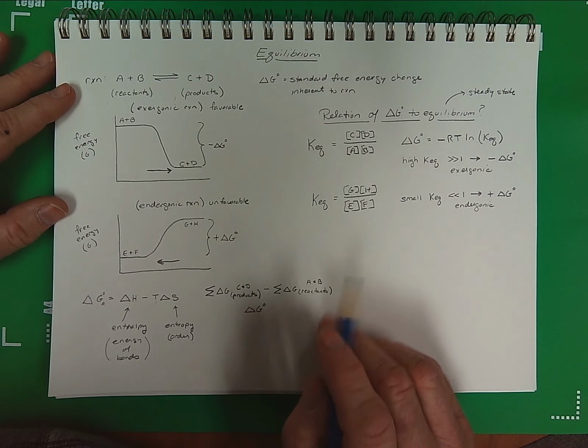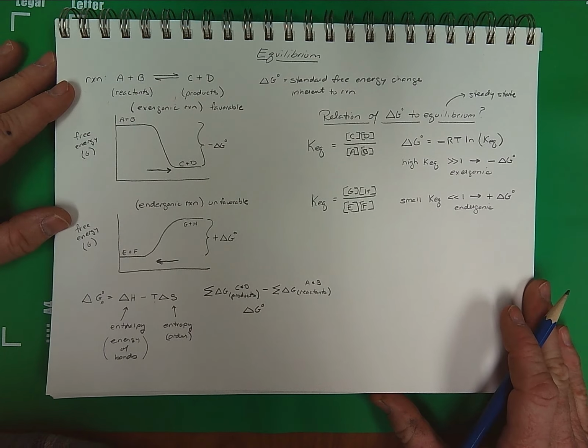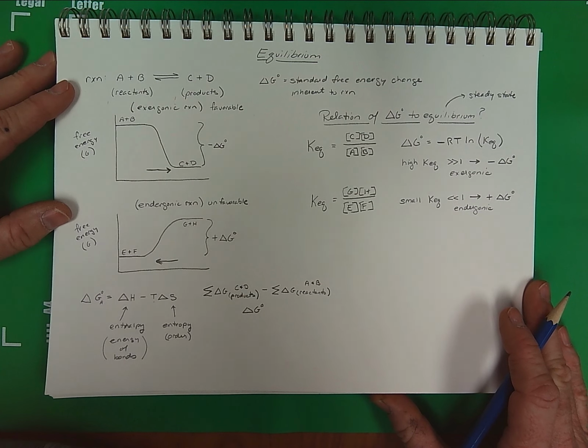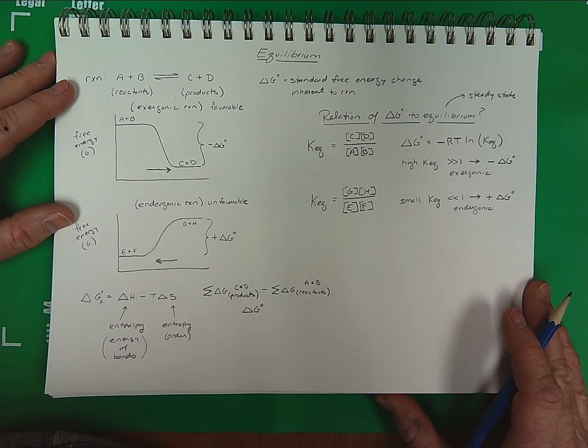So these are the basic fundamental principles that we need to recall in equilibrium kinetics. And now what we're going to turn to next is looking at determining delta G free energy changes of biochemical reactions.